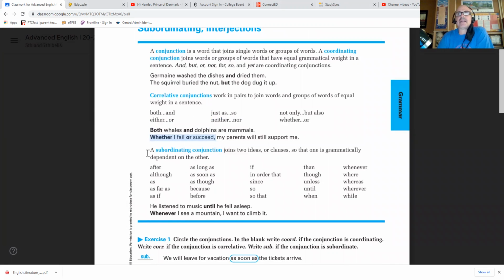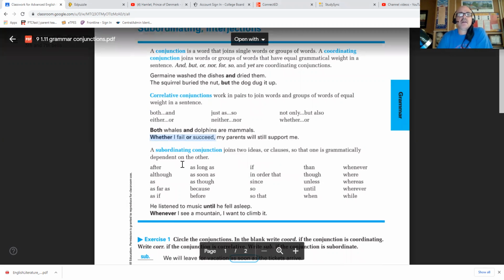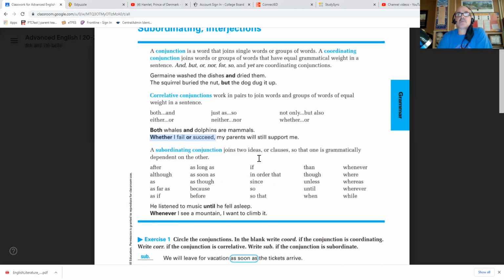And finally, subordinating conjunctions. Subordinate means dependent on something else, right? Sometimes called a dependent clause rather than a subordinating clause. That's what they do. They're at the beginnings of subordinate clauses. So they join two ideas or clauses so that one is grammatically dependent on the other, as opposed to just connecting. It makes one subordinate to the other. It's a little bit different.